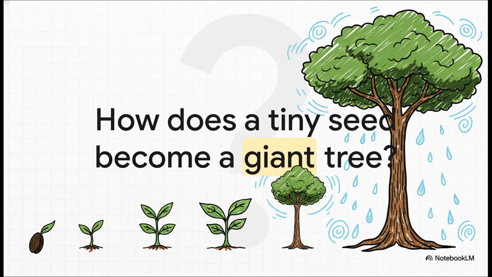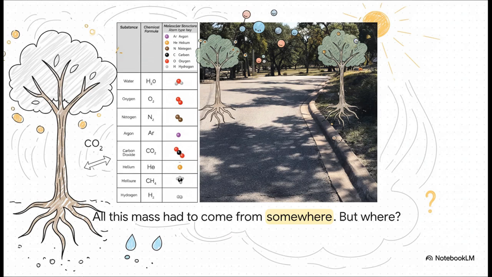You start with this teeny tiny seed, right? It weighs practically nothing. You stick it in the ground and boom! Fast forward a few decades and you've got this massive tree that weighs tons, literally tons. That's a whole lot of stuff. And all that physical mass, the solid wood, the leaves, everything, it couldn't have just appeared out of thin air. That's just not how the universe works, right? Matter can't be created from nothing. So every single atom that makes up that tree had to come from somewhere in its environment. The big question is, where?